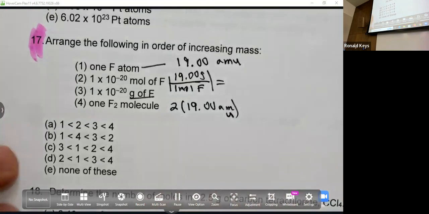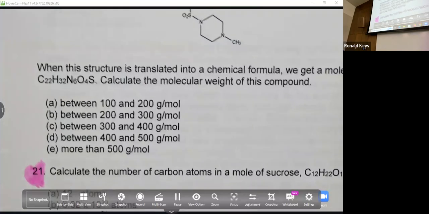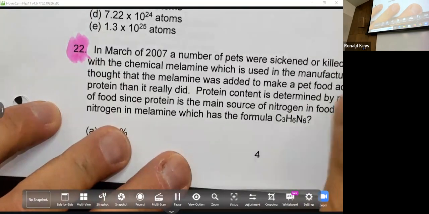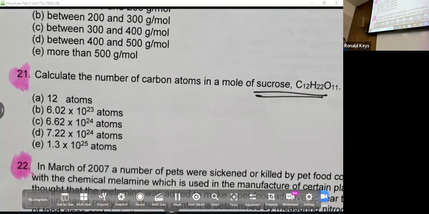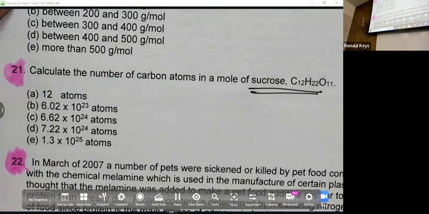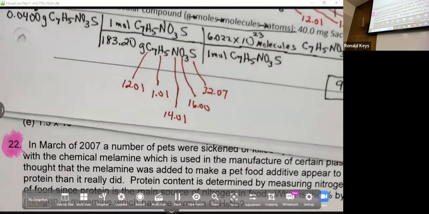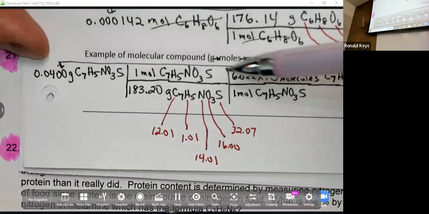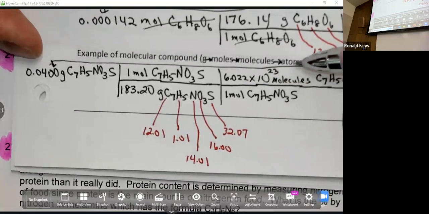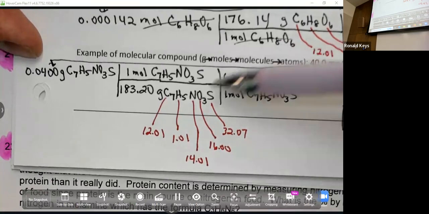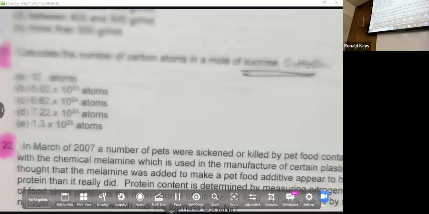So 14, 17. And then 21, calculate the number of carbon atoms in sucrose. Right, that's the exact last problem we did. Well, actually, calculate the number of carbon, 1 mole, okay. It looks like the very last problem, grams to moles to molecules to atoms, but we already have moles. So we can start this problem here at 1 mole.